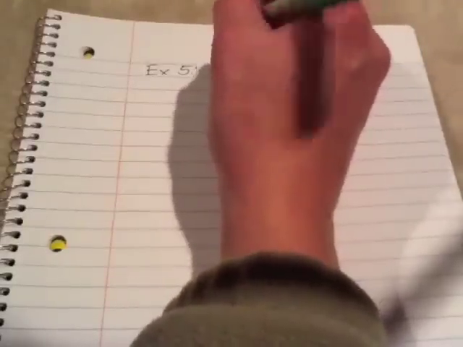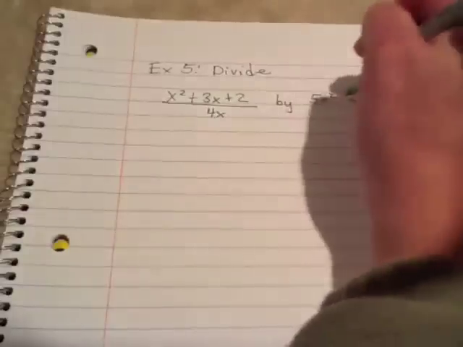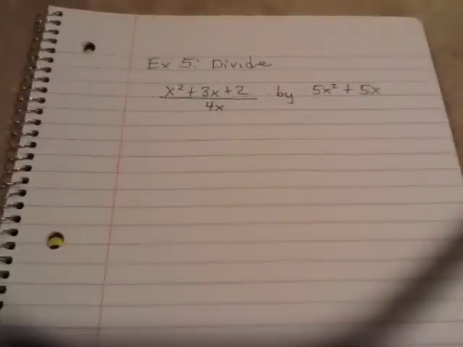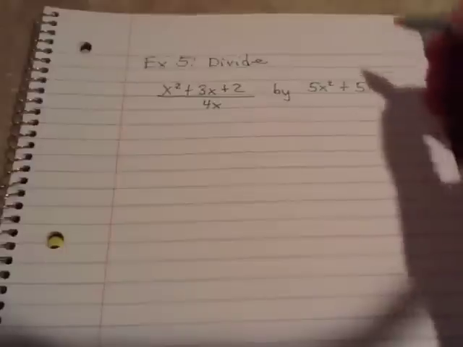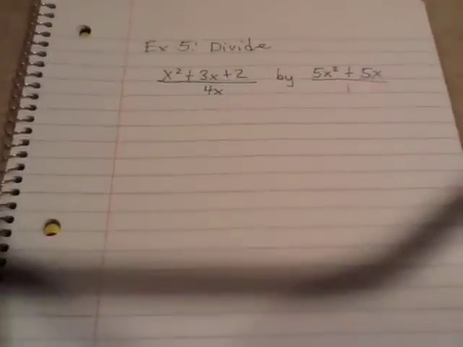Example 5 is just more of the same, except now we're talking about where we have to actually make a fraction first. So just being really, really careful with all the steps that you already know. So example 5 asks you to divide x squared plus 3x plus 2 over 4x by 5x squared plus 5x. Okay, again, the word by right there is actually representing a division symbol. So what you want to think about is just go ahead and make this over 1.